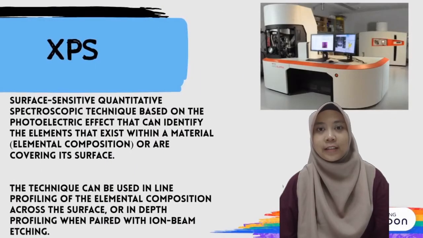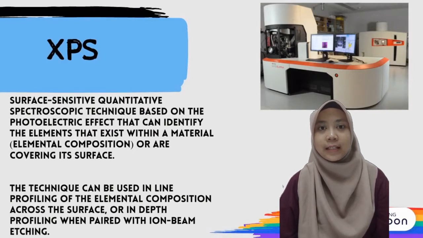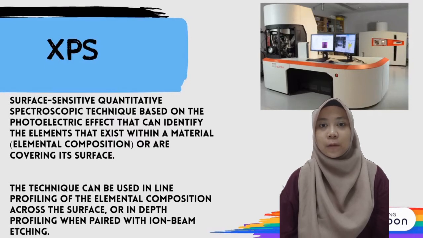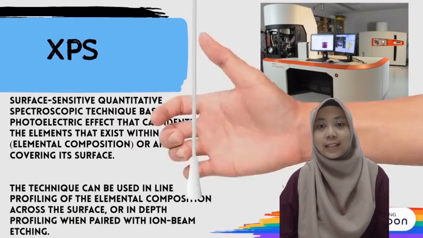XPS is a phase-sensitive quantitative spectroscopic technique based on the photoelectric effect that can identify the elements that exist within a material or covering its surface. XPS is a powerful measurement technique because it not only shows which elements are present, but also what the elements they are bound to. The technique can be used in line profiling of the element composition across the surface or in depth profiling when paired with ion beam etching.